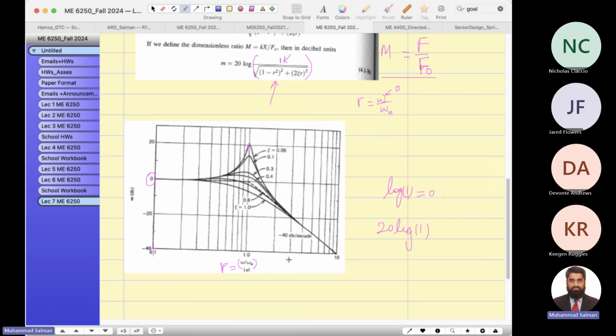And this peak changes with the zeta value. If you have a very small zeta, a very small damping coefficient, the peak is very large. If you keep increasing the damping coefficient, the peak keeps decreasing. And here you have a very high value of zeta, and then it goes down at negative 40 dB per decade. So this is also known as the Bode plot. This is the magnitude plot.